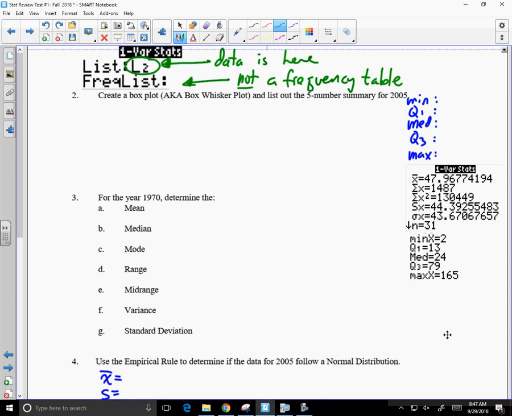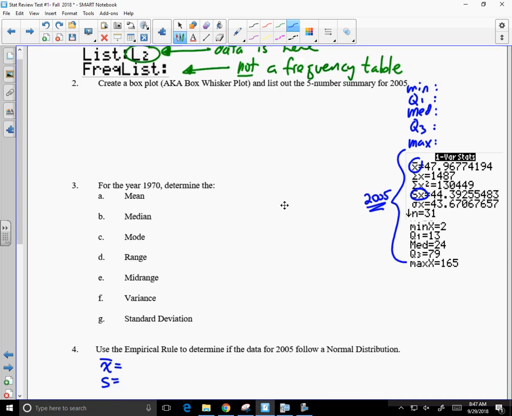All right, so this is all our 2005 stuff. So we have the mean. The mean and the standard deviation should be obvious, but if it wasn't before, maybe now it is. X bar stands for the sample mean, and that is approximately 47.968.